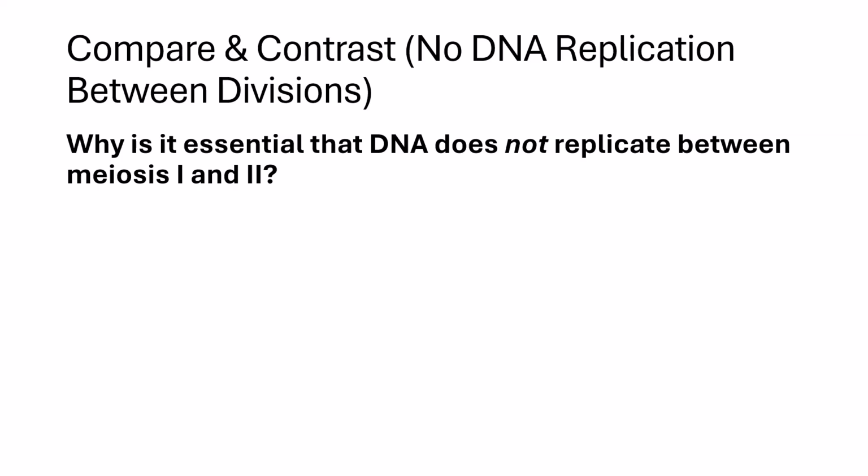Remember that DNA replication already occurred before meiosis 1. If replication happened again before meiosis 2, think about what would happen to the chromosome number in the final cells. Would the cells still be haploid? Pause the video and explain why skipping DNA replication is necessary.